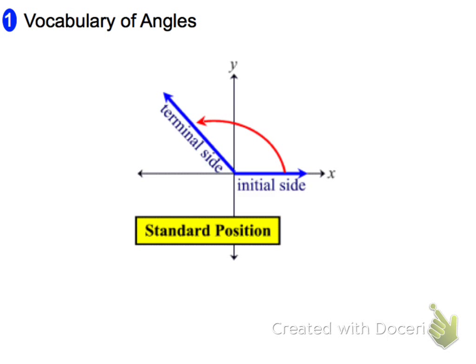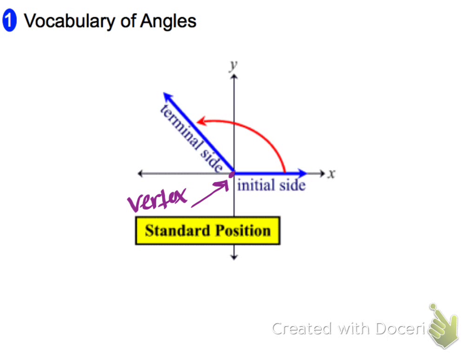Now you'll notice that we're just taking an angle and we're placing it on an x, y axis. This is going to be an angle in what we call standard position. There's a few important things to notice here. The first is that the vertex of the angle is on the origin of our graph. So it's on 0, 0.